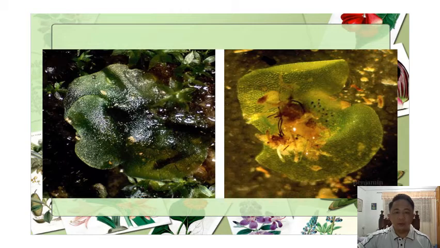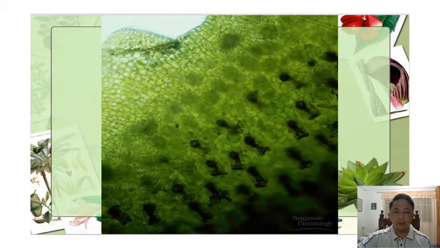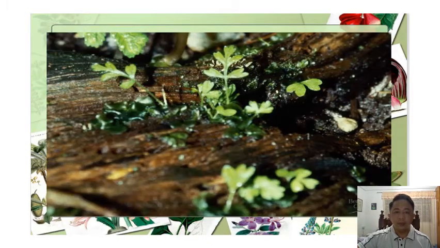So this slide shows us a developing fern or a growing fern. These are still very tiny in size. So these are some of the microscopic structures. And these are ferns growing along the side of a wood.